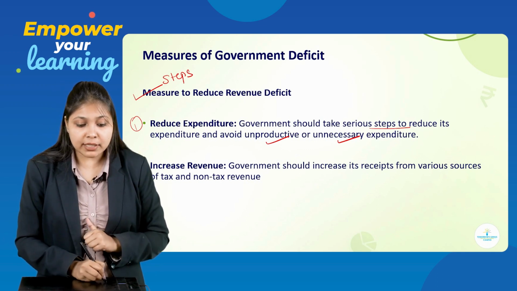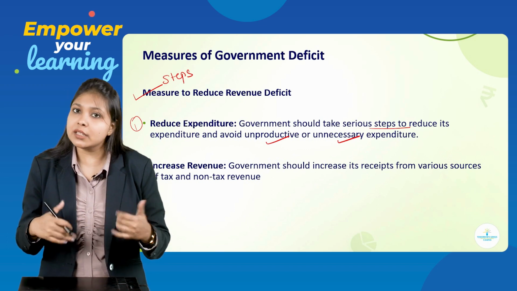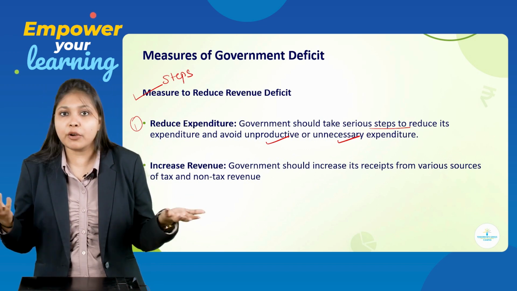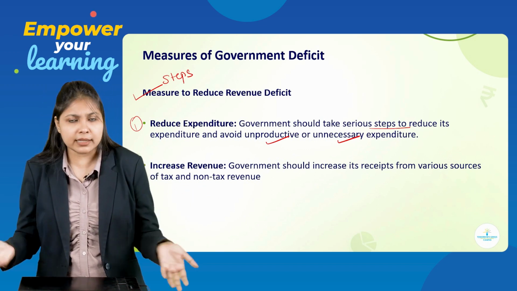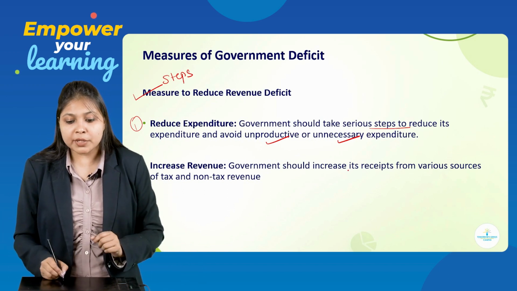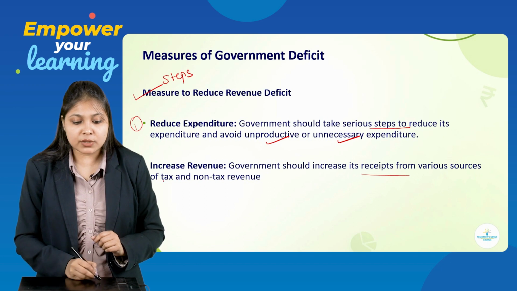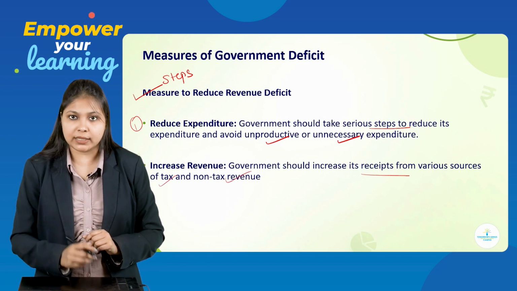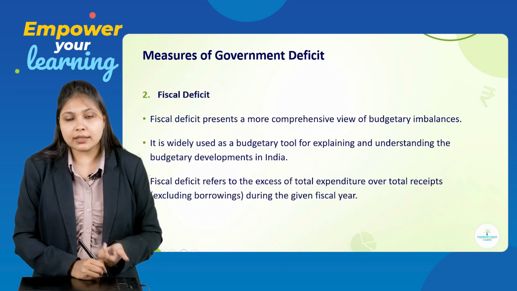The second solution is to increase your revenue. Increase your revenue, then you can pay off all your debts, pay off all the expenses, and you can go through all the consumption expenditure. So, the government should increase its receipts from various sources of tax and non-tax revenue. This is the other solution to it.